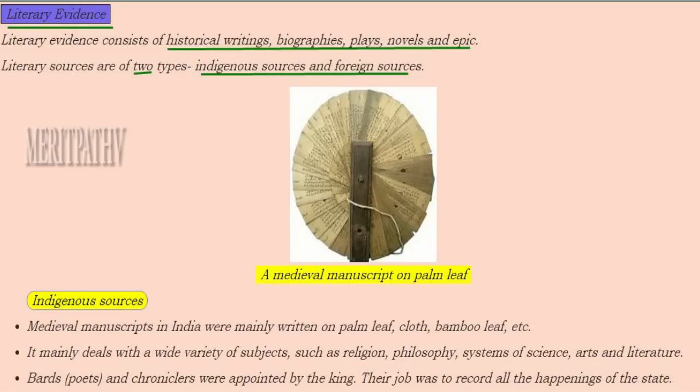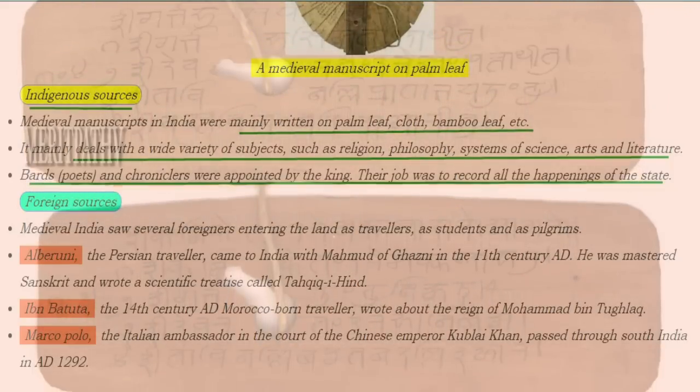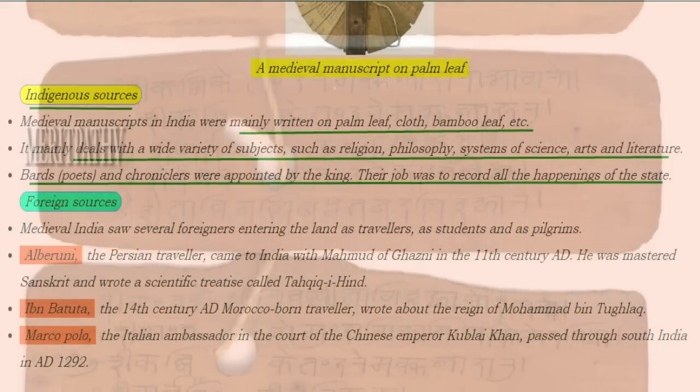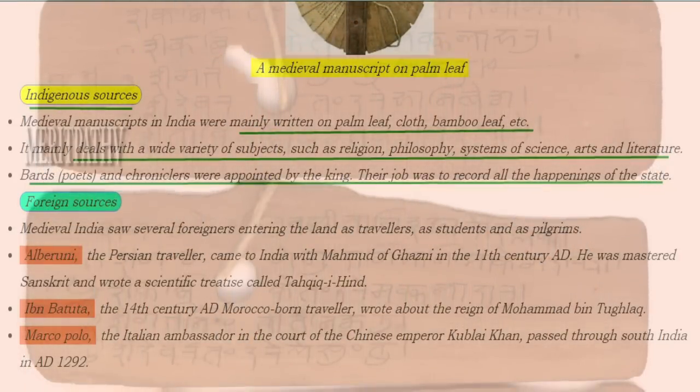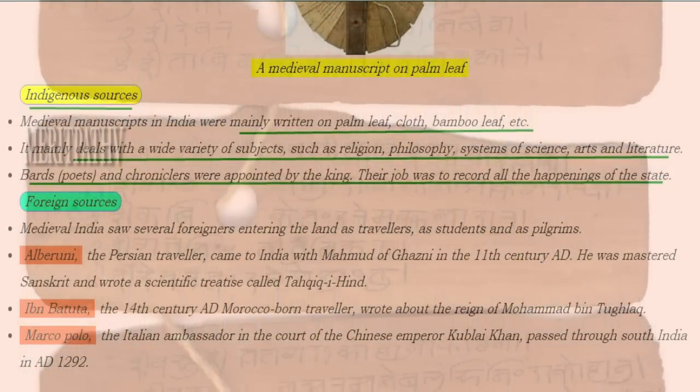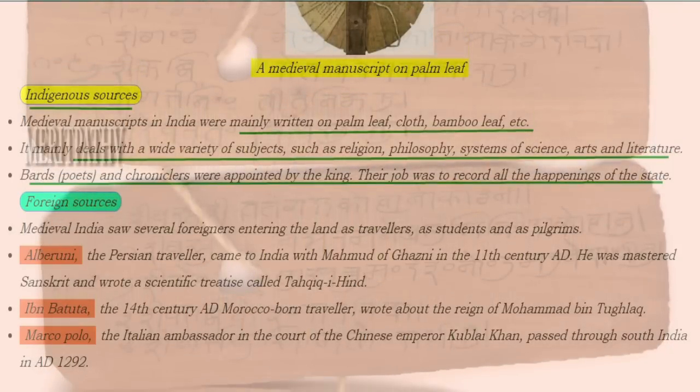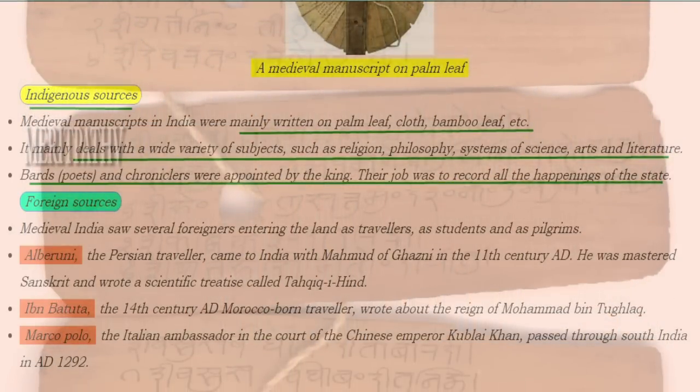Next is literary evidence. It consists of historical writings, biographies, plays, novels and epics. Literary sources are of two types, indigenous sources and foreign sources. In this image we see a medieval manuscript which is written on a palm leaf. Indigenous sources: in these, the manuscripts were written on palm leaf, cloth, bamboo leaf, etc. And these indigenous sources deal with a variety of subjects such as religion, philosophy, systems of science, arts and literature.